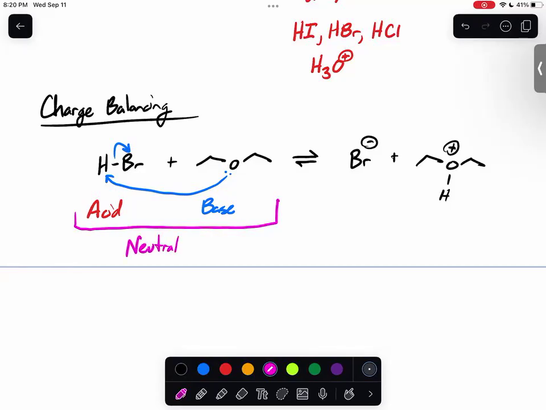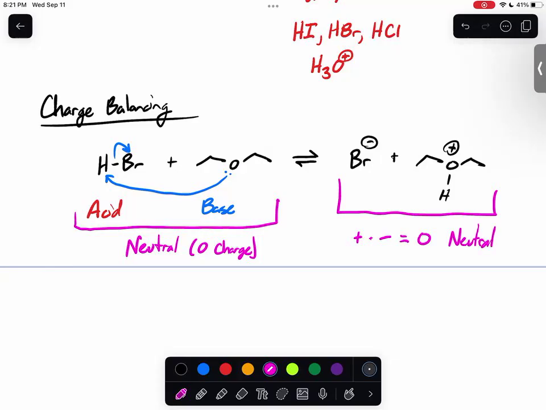Zero charge. On the right-hand side, we can say something very similar because we have a positive and a negative, which if you do +1 and -1, that equals 0. So this is also neutral. It would be incorrect if you were to have an additional charge over here that makes it not neutral.